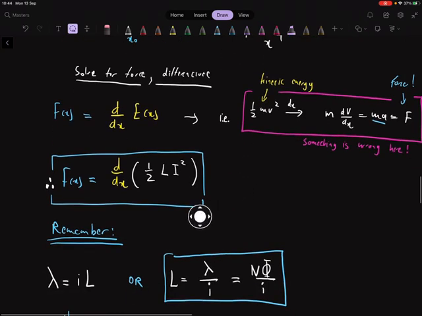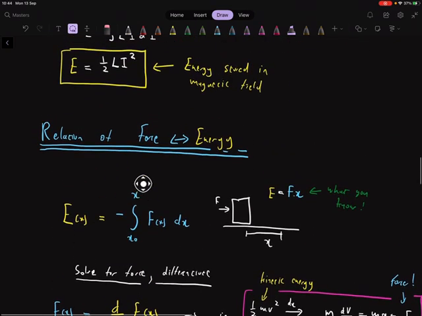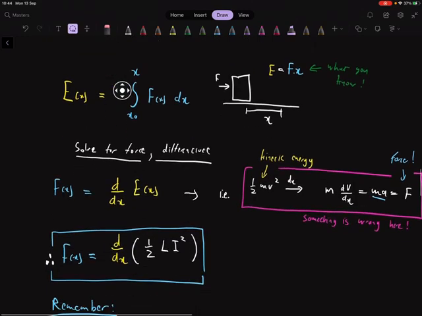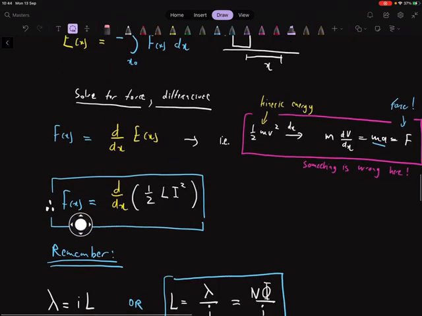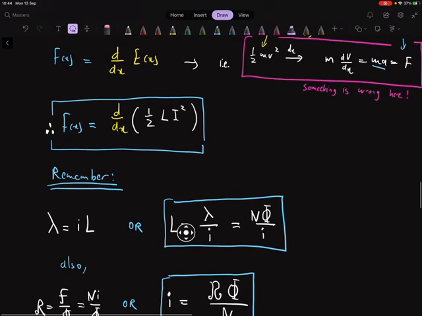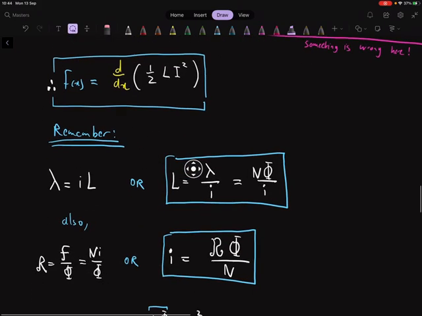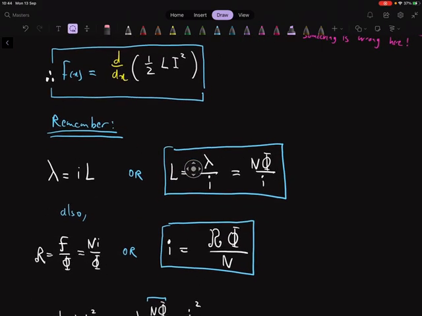But anyway, so then we'll know that force, back to this magnetic field energy, how much energy is stored in the magnetic field, it will be the derivative of that with respect to x. Very important. Which makes sense because it's the force times distance, remember, with the integral.